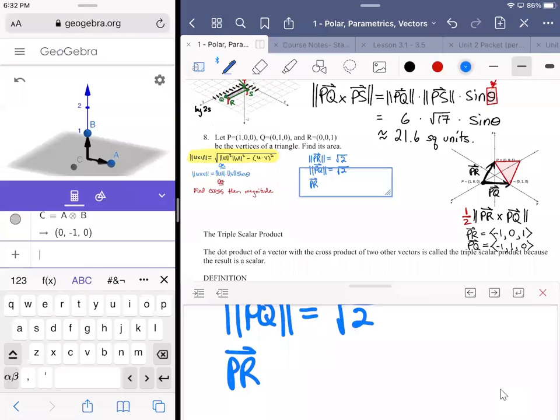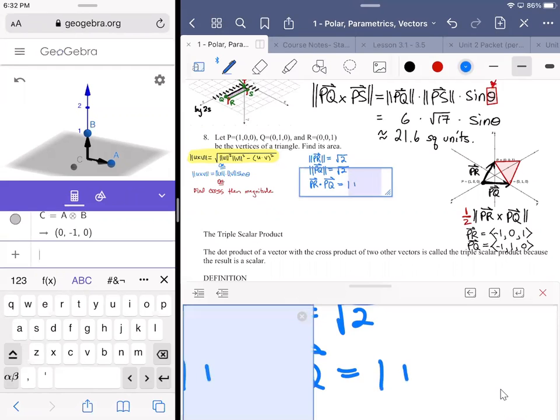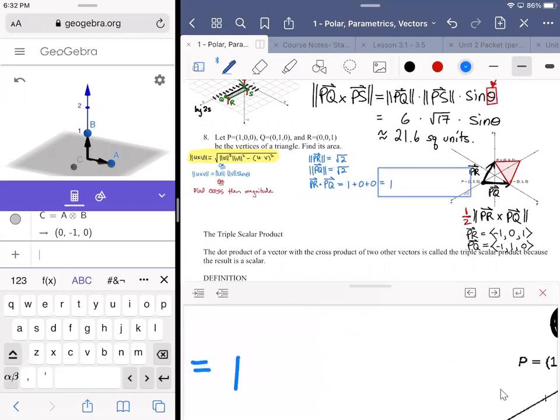But first, PR dotted against PQ. So I'm multiplying corresponding values and adding them together. I'm going to get 1 plus 0 plus 0, which is going to give me a 1.